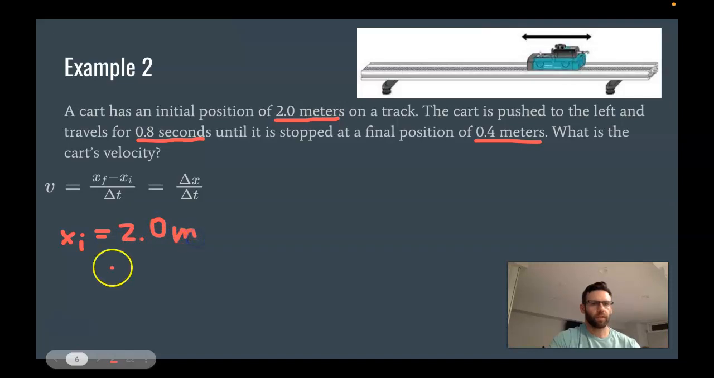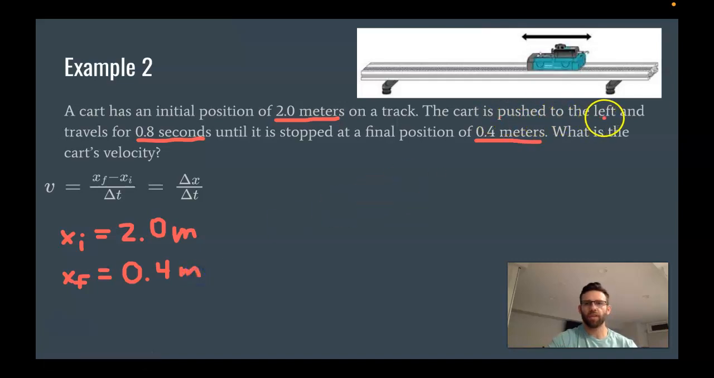meters. So again, if we're thinking about where exactly it is, its final position is 0.4 meters. And that's interesting. That is a smaller number than my initial position. For that to happen, I must have been moving to the left, and that's what it says. The cart is pushed to the left. So we should be looking out for a negative number here because it seems like we're moving to the left. That's what the problem says.